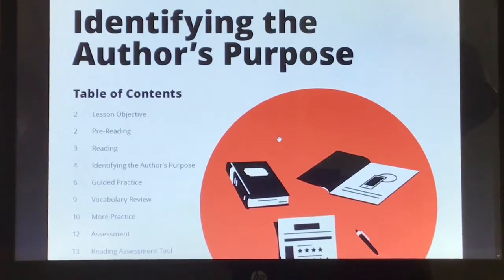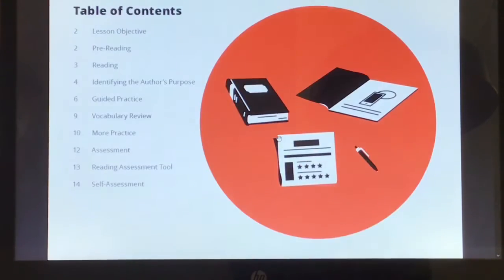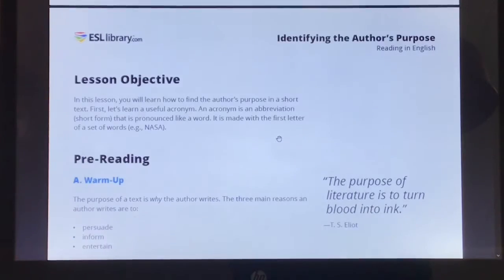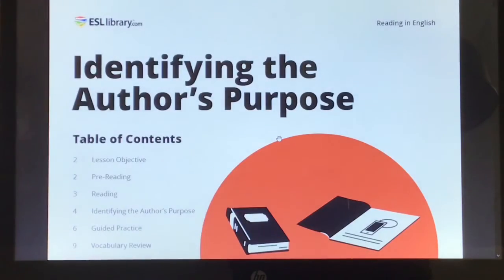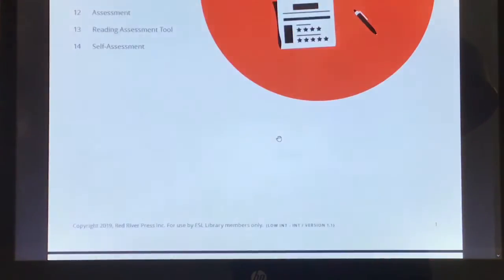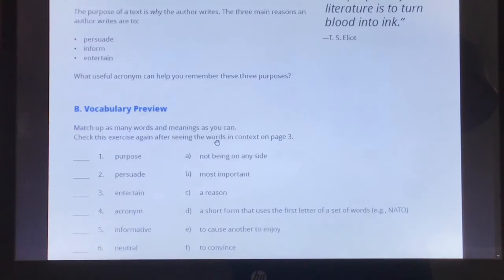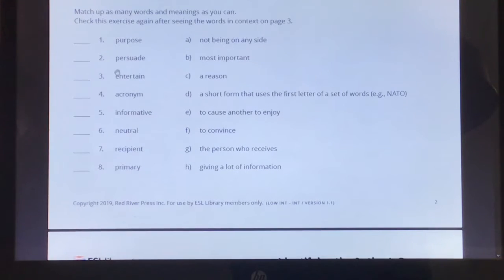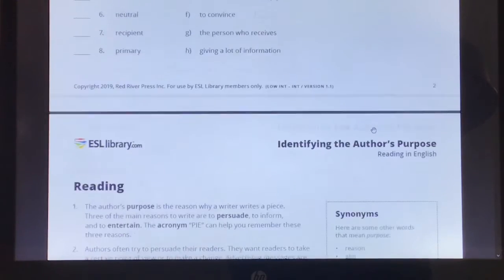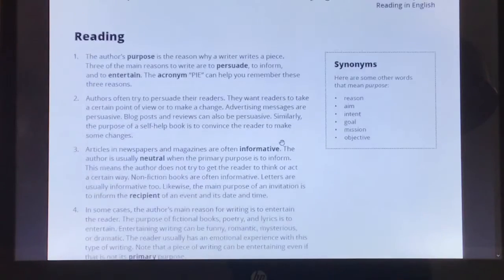This is for my ELL Level 2 class, and this is for the worksheet called Identifying the Author's Purpose. So this is what the worksheet looks like. This is talking about when somebody writes something, why did they write it? What is the author's purpose? So it starts with these vocabulary words. Look these words up and match them with their definition. Once you're done with that, go on to the reading.